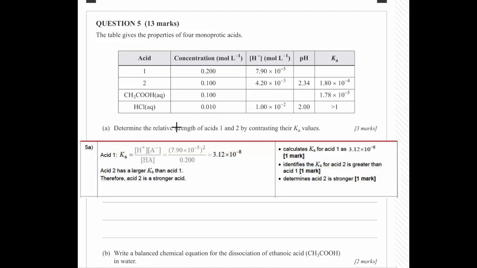Determine the strengths of 1 and 2 by comparing the Ka values. I kind of like this question, but they're missing a key assumption. So don't skip out on the rice here. They have sort of missed the rice. So do the rice diagram here, and then don't forget the assumption that this is minus x, and x is negligible because the Ka is so small, wherever that is of acid 1.